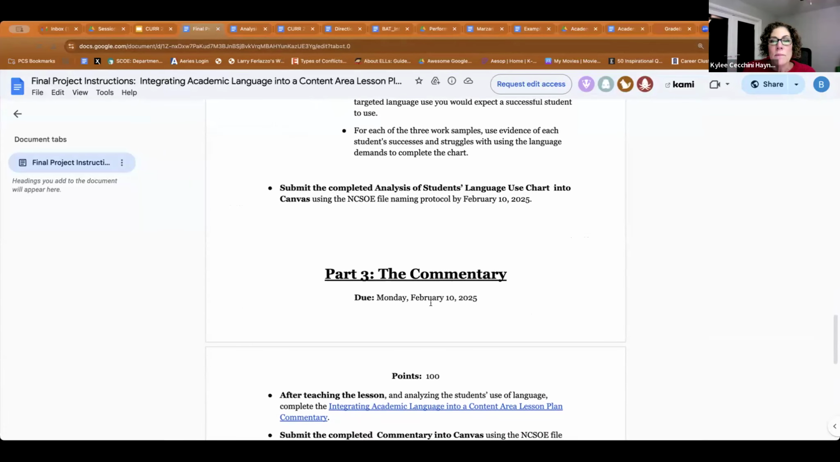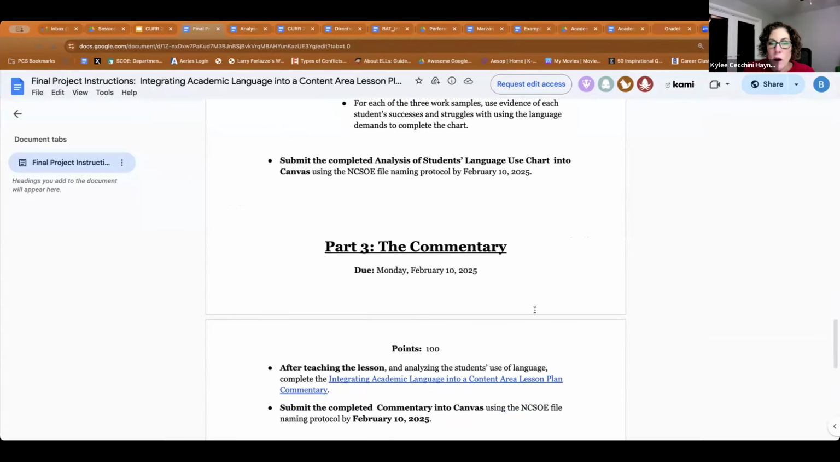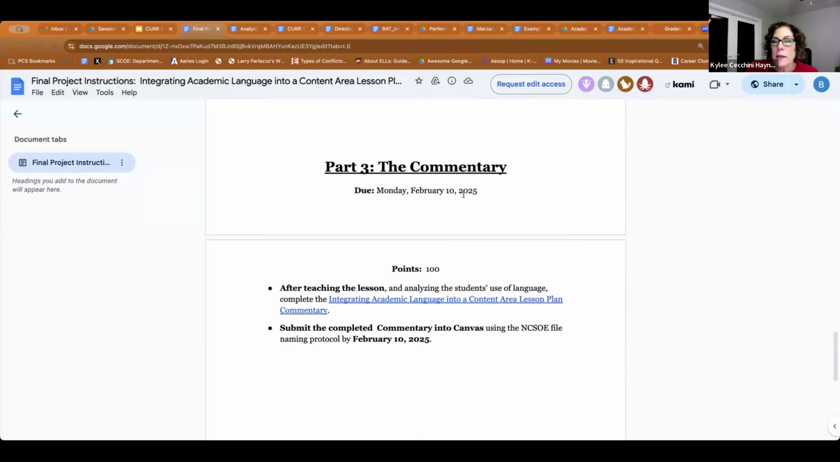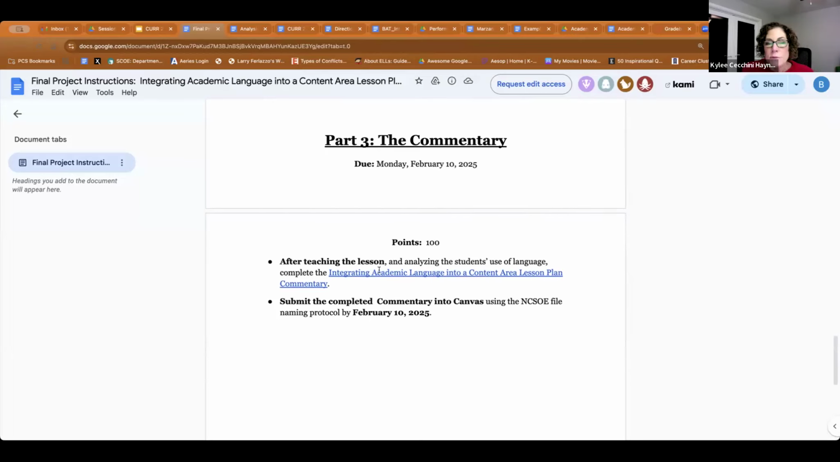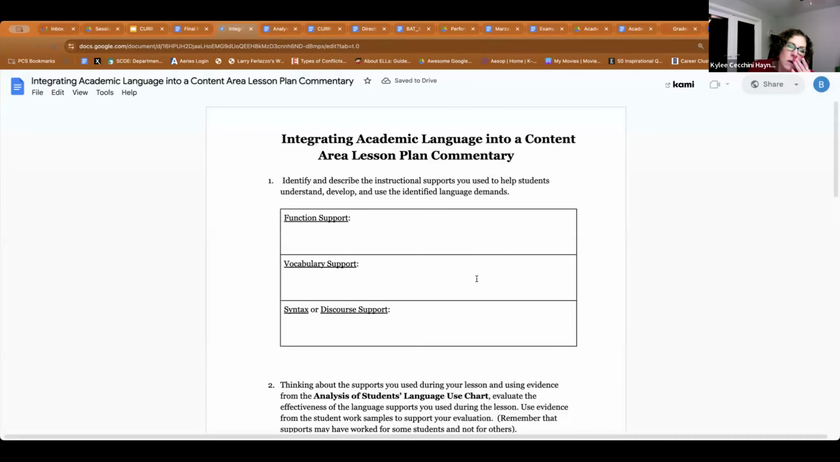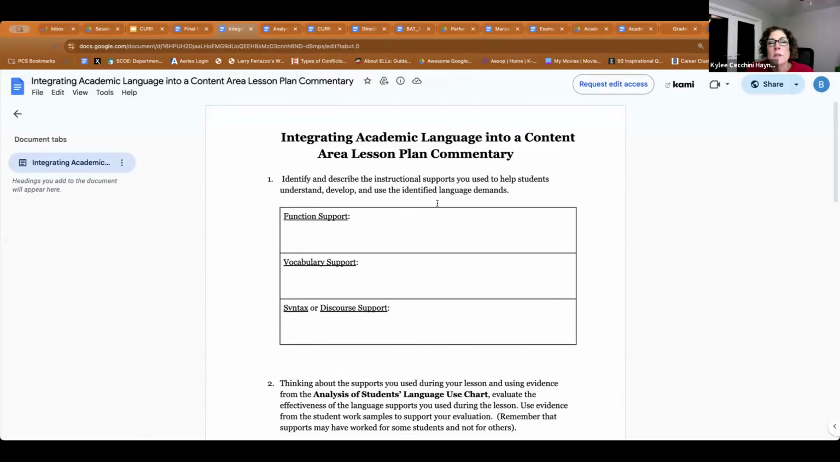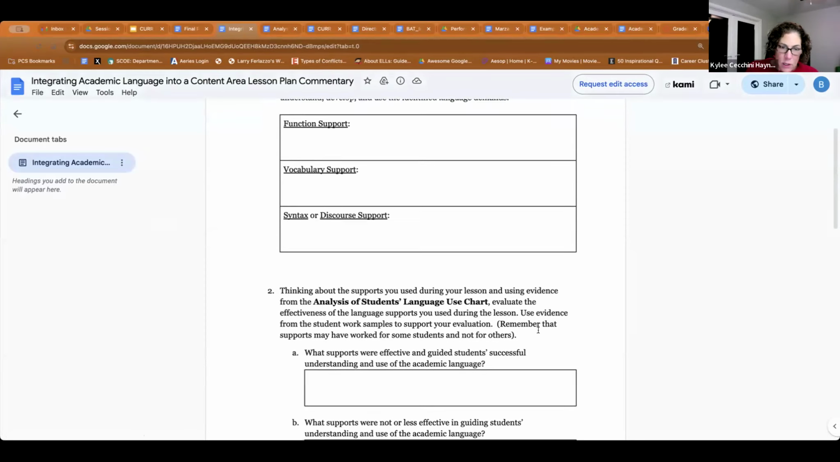And then part 3, the commentary, again, due Monday, February 10th. After teaching the lesson and analyzing the students' use of language, complete the integrating academic language into a content area lesson plan commentary. I know, it's so wordy. Okay. So this is where you're identifying, like, here was the language function support I used. Here's the vocab support I used. Here's the discourse support I used.